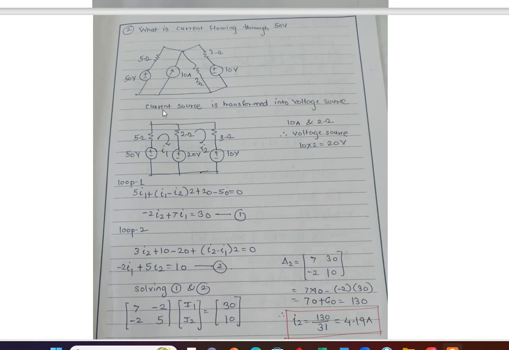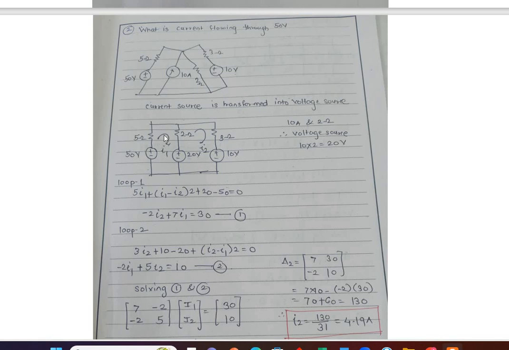So first of all, we will transform current source into voltage source. So this 10 ampere and 2 ohm. So I into R, that is 10 into 2, 20 volt voltage source, and then in series with 2 ohm. Now this is 50 volt with 5 ohm. This is 10 volt with 3 ohm. What we want to find out is current flowing through this particular.